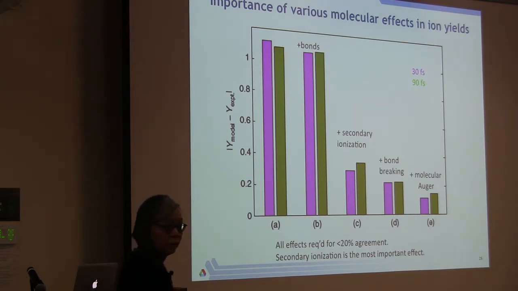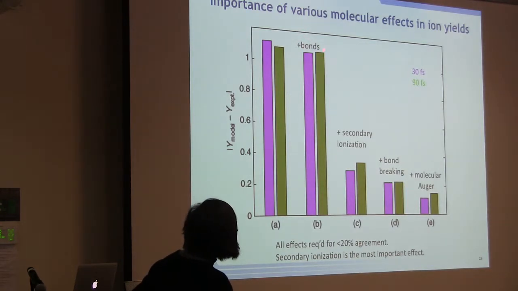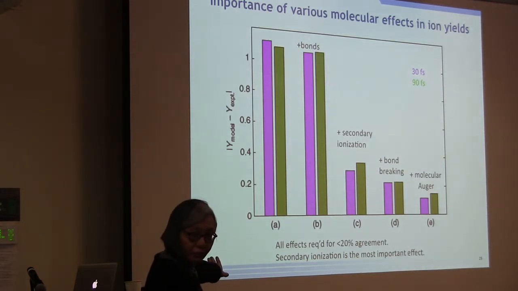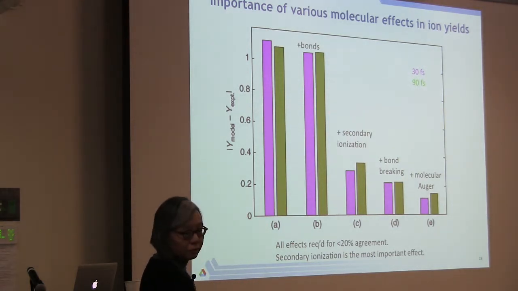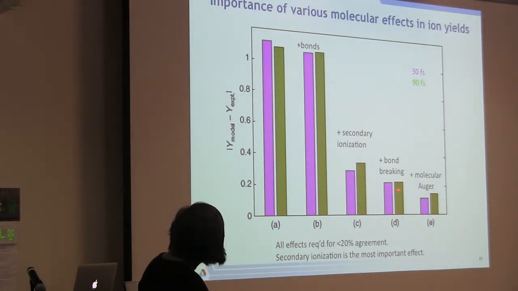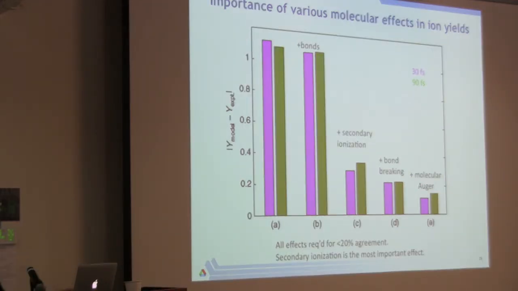when there are no effects at all. When you add the bonds, it's quite interesting that there's a very small effect for these covalent explosion rates. When you add the secondary ionization, it's a big deal. And then when you add the bond breaking, it's a little bit. And the molecular phase, of course, I already showed you how it changed the charge state distribution.